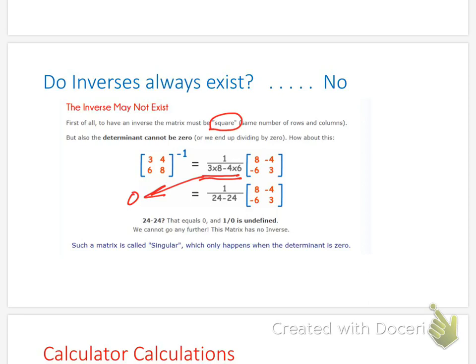Such a matrix is singular, which only happens when the determinant is 0. If you're told you have a singular matrix, the determinant will be 0. So there is going to be a determinant, it'll be 0, and you cannot use 0 as a divisor. Therefore, you cannot find an inverse of a matrix that is singular. Okay, I'm going to talk about calculations in just a second.